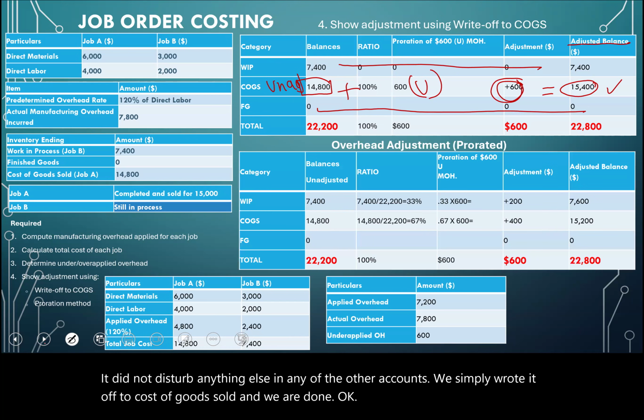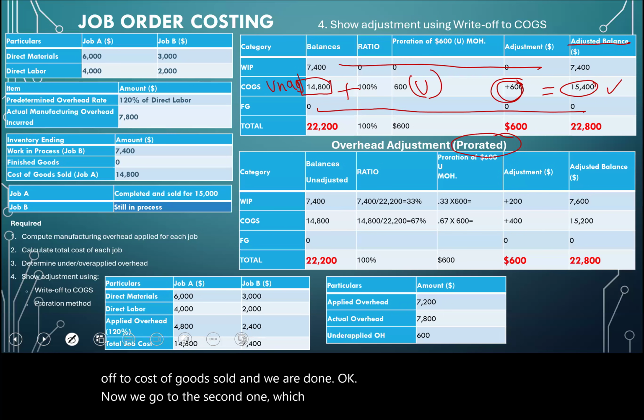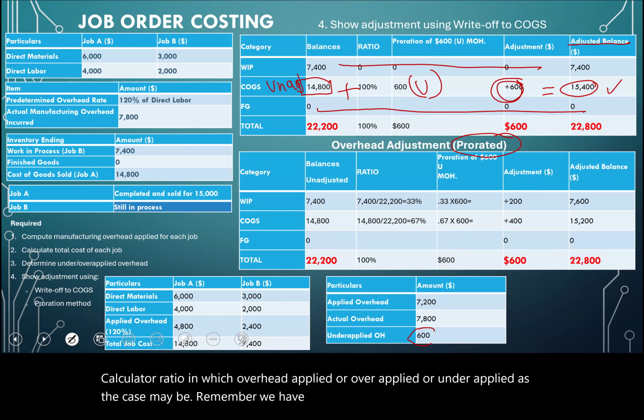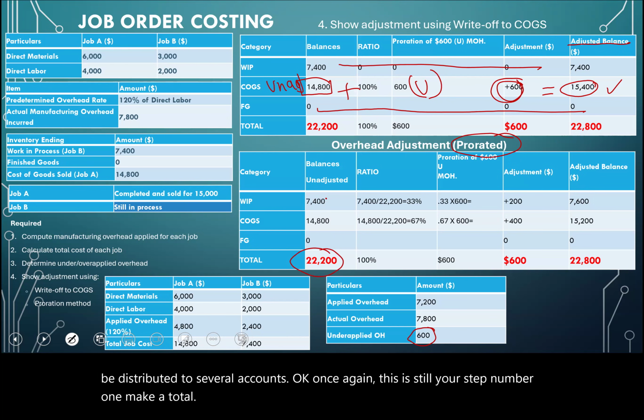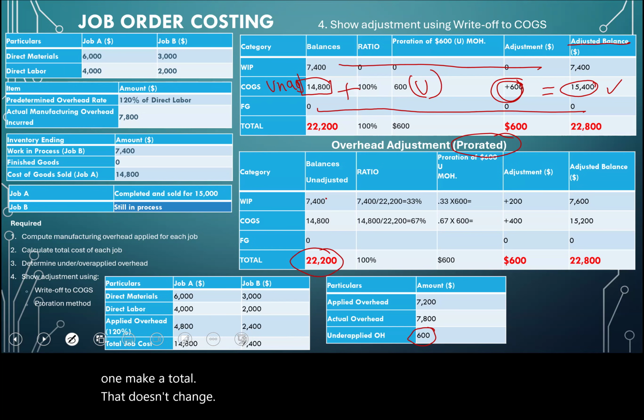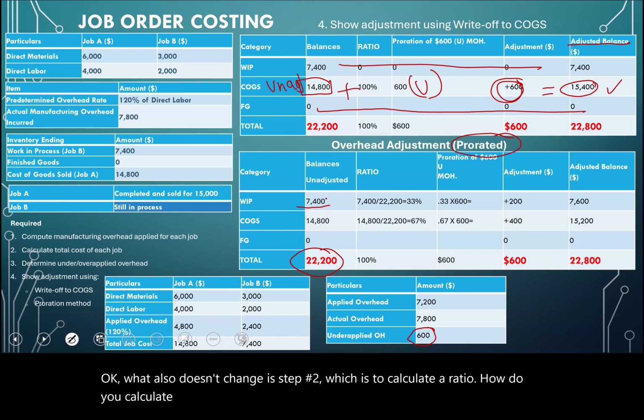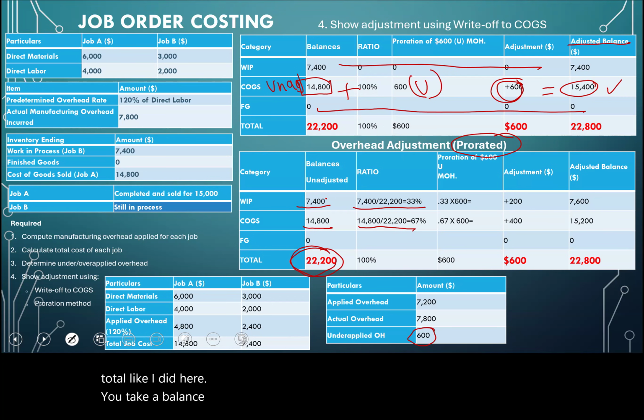Now we go to the second one, which talks about proration. Proration means calculate a ratio in which overhead applied or over applied or under applied, as the case may be, should be distributed to several accounts. Remember, we have a case of under applied. Once again, this is still your step number one, make a total. That doesn't change. What also doesn't change is step number two, which is to calculate a ratio. How do you calculate a ratio? You take the balance of each account and you divide it by the total, like I did here.